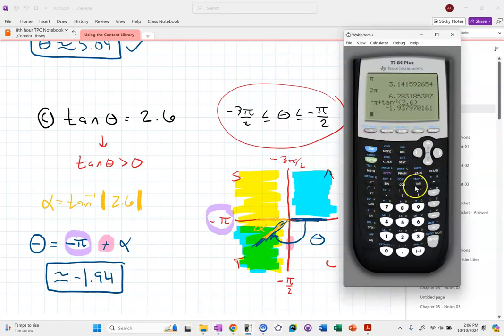Let's check real quick. So I do tangent of that answer and make sure I get 2.6. I do. And then let's check to make sure that it falls in the range. So negative 3 pi over 2 is negative 4.71. So negative 1.94 is bigger than negative 4.71. Right? Just like negative 1 is bigger than negative 3. I know that's confusing sometimes.